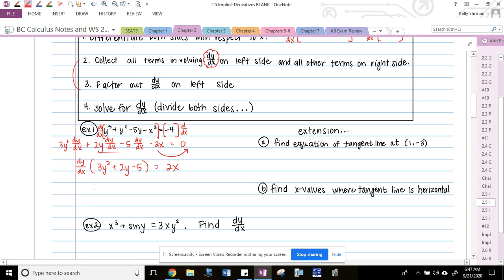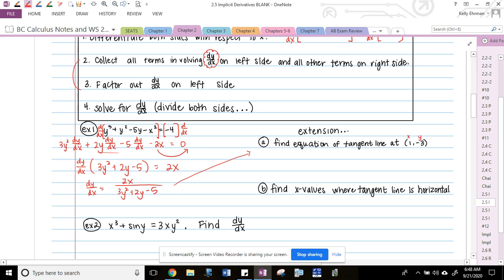You can divide by this entire quantity. dy/dx equals 2x divided by 3y squared plus 2y minus 5. This is still a formula for the slope of a line tangent to the curve, y equals whatever, tangent to the function at any given point. And since we have x's and y's in here, when we have an ordered pair, we need both the x and the y to be able to plug into this to get the slope.